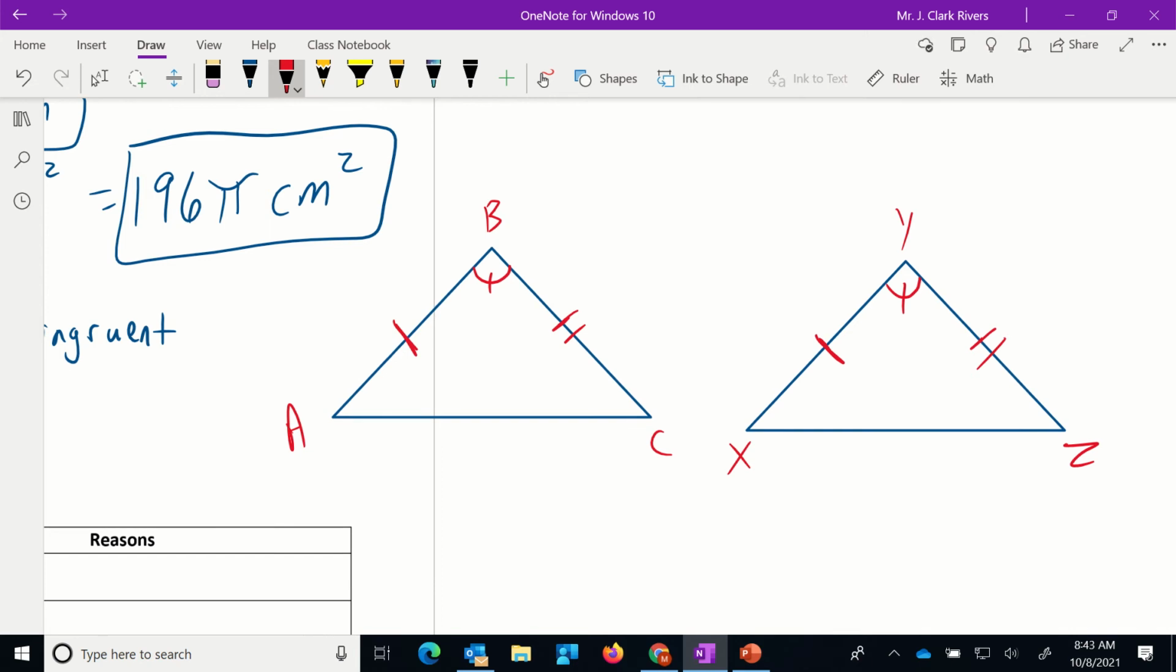Okay, so first off, are these two triangles congruent, yes or no? Yes, they are. By what postulate? Side angle side. So we know for sure that these two triangles are congruent.